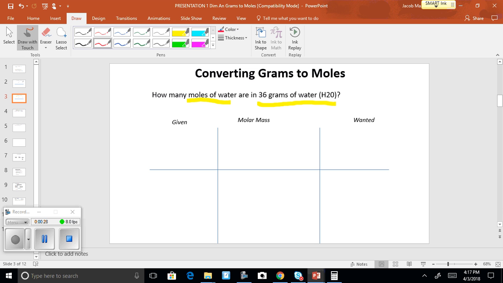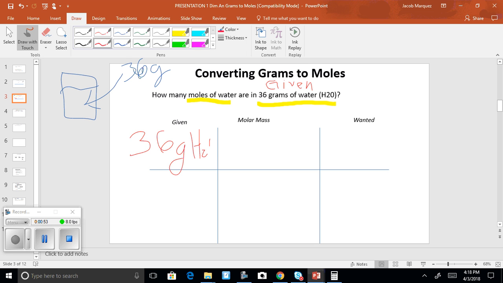Okay, so the given in this case is our 36 grams of water. I want you just to imagine that someone gave you a glass of water and this water weighs 36 grams. So that's our given. Underneath the given section, I'm going to write 36 grams of water, H2O, and I'm going to put that over 1. Our givens go over 1.